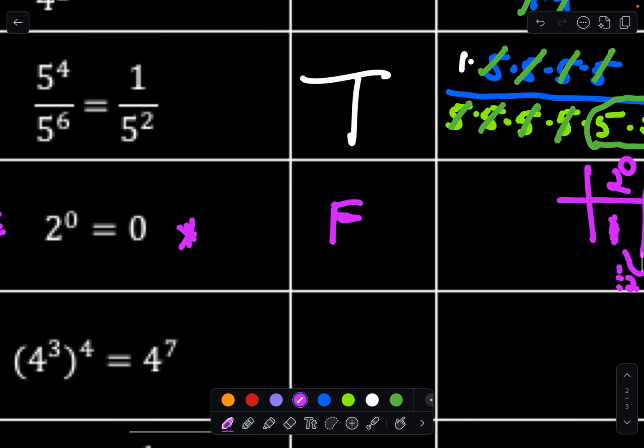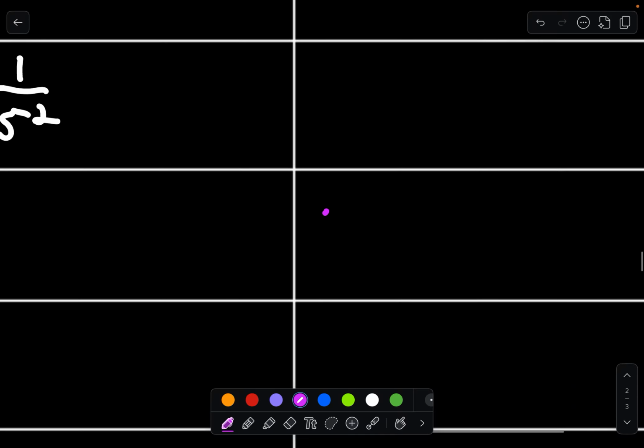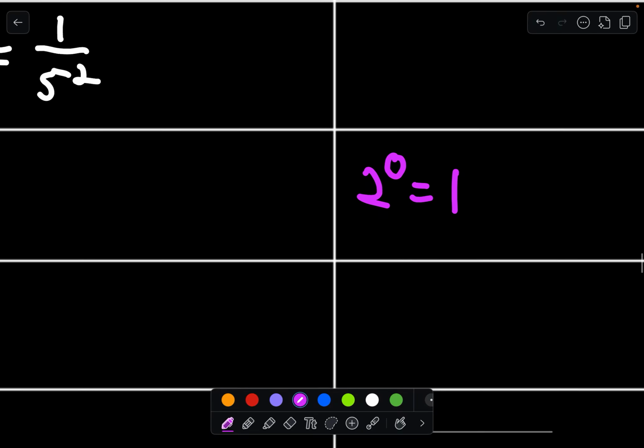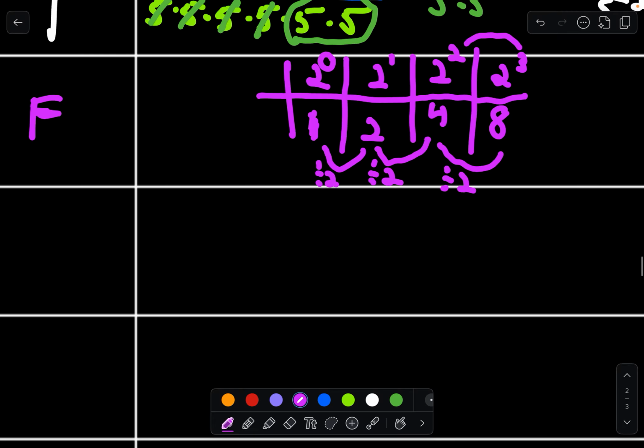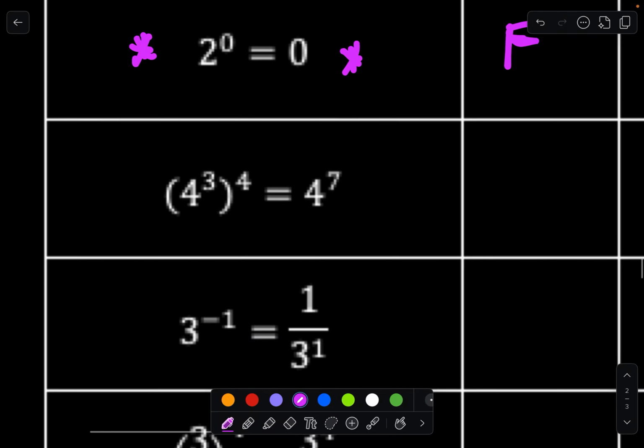So 2 to the 0 is not equal to 0. 2 to the 0 equals 1. All right? It equals 1. So make sure you understand that, because this is the one that kids screw up all the time.